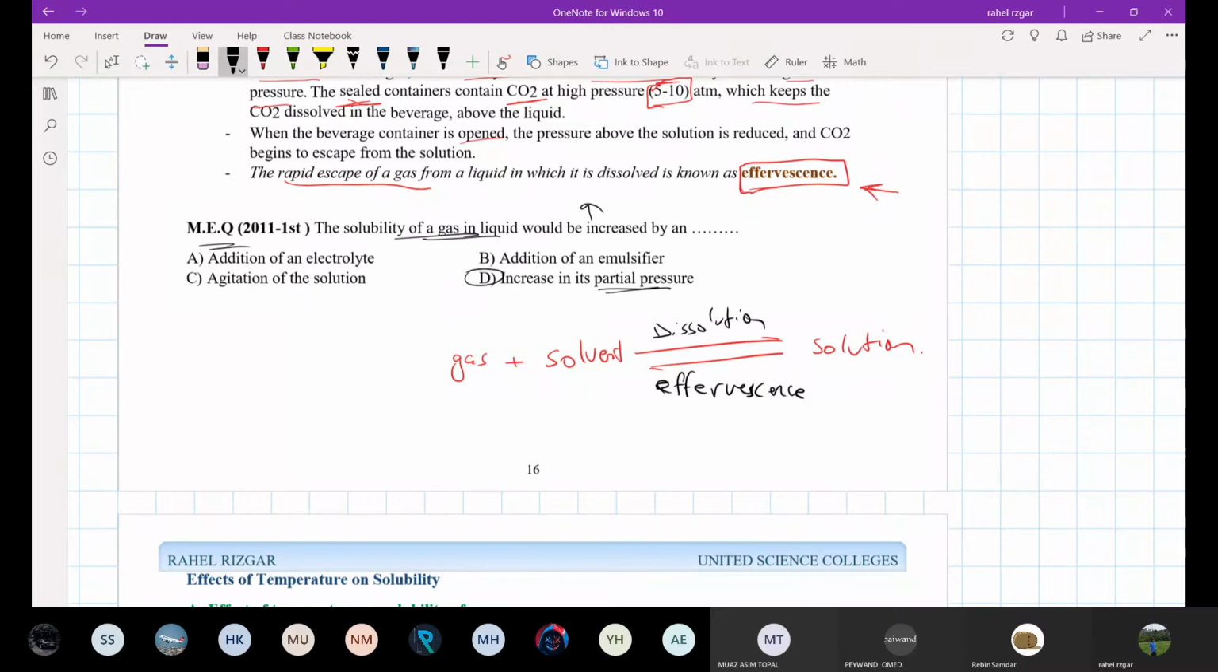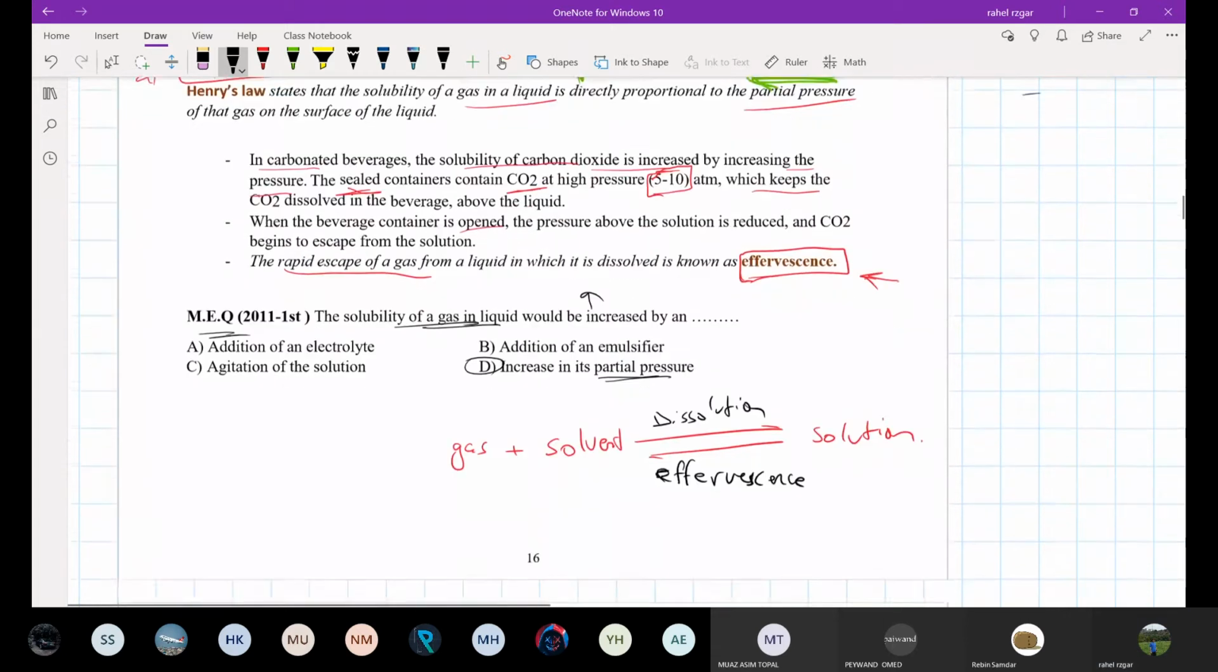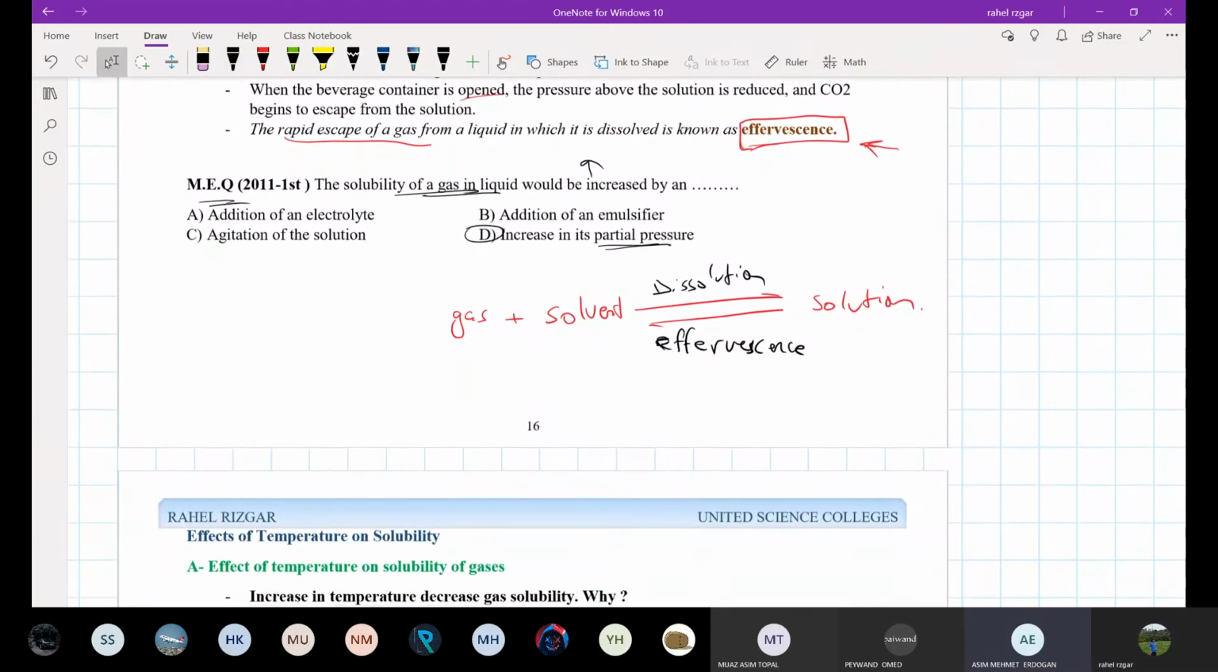All right. Do you have any questions? Sir. Yeah. What was the emulsifier thing in written answer? Emulsifier is the emulsifying agent in section 1. We talked about colloids. Oh, okay.